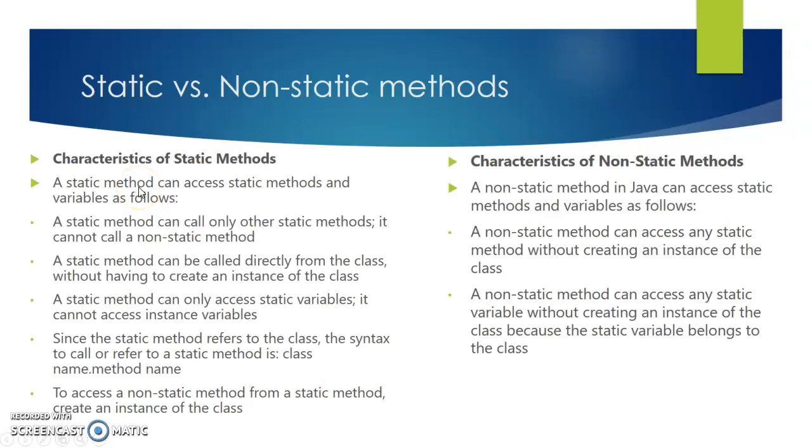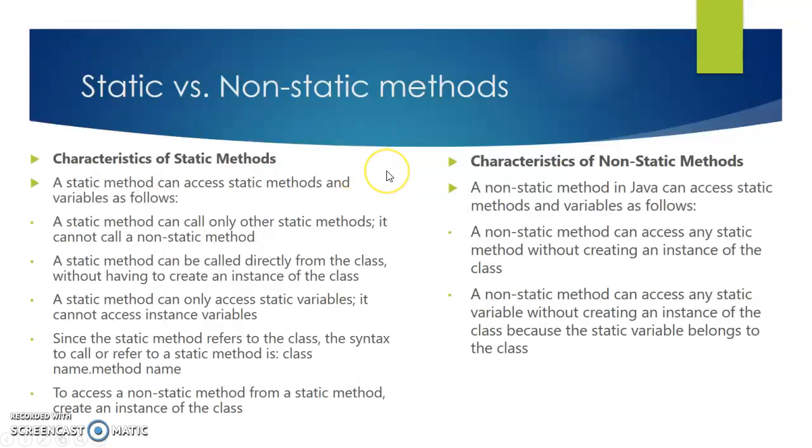So here are some characteristics of static methods. A static method can access static methods and variables as follows. A static method can only call other static methods. It cannot call a non-static method. A static method can be called directly from the class without having to create an instance of the class. A static method can only access static variables. It cannot access instance variables. Since the static method refers to the class, the syntax to call or refer to a static method is class name dot method name. To access a non-static method from a static method, create an instance of the class.